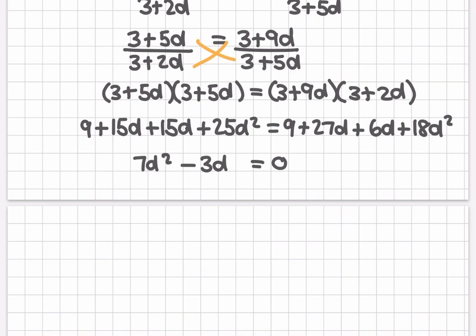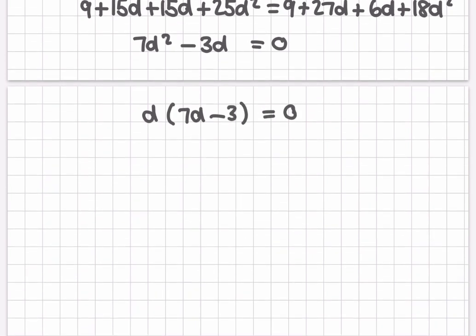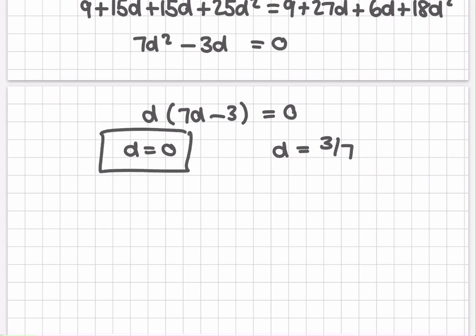Then I'm going to factor out a D. D times (7D minus 3) is equal to 0. Now I have two answers for D. D is equal to 0 or D is equal to 3 over 7. D cannot equal 0, therefore we're going to cross it out, and that's our final answer.